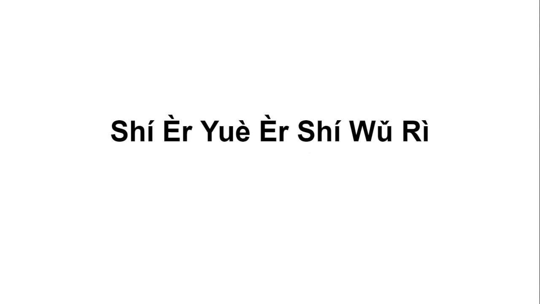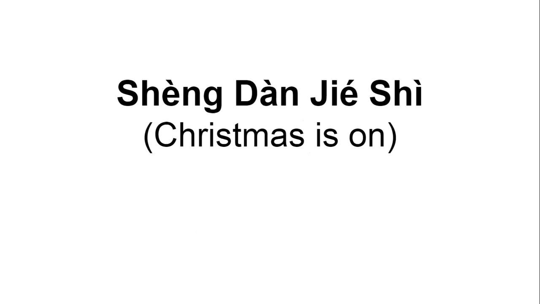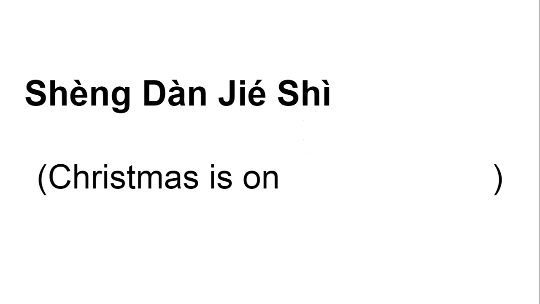12月25日. Great. Now that we have the date, let's take a look at the phrase Christmas is on. So we learned previously that the word Christmas is 圣诞节. So for the phrase Christmas is on, we just add the word 是 at the end of 圣诞节. So it becomes 圣诞节是.